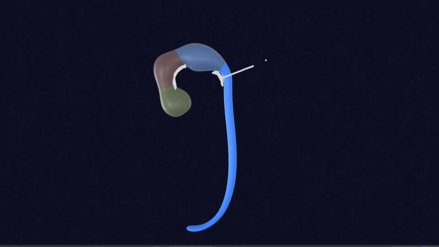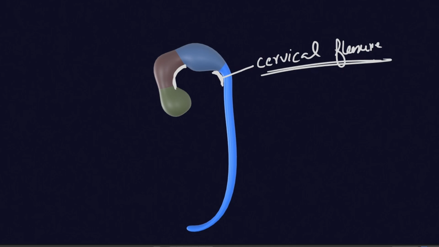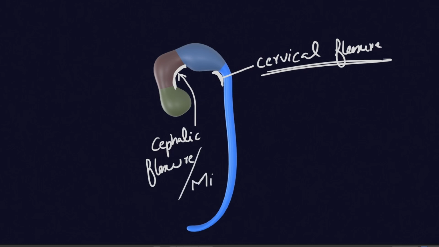This one is the cervical flexure. Why cervical? Because it is in the cervical region. It's very logical. And the other one, this one, is the cephalic flexure, because it's in the head region, the cephalic region. Secondly, it is also named the mesencephalic or midbrain flexure.